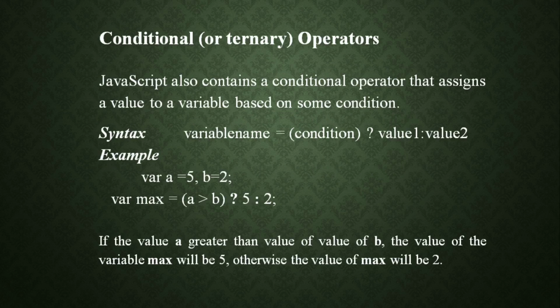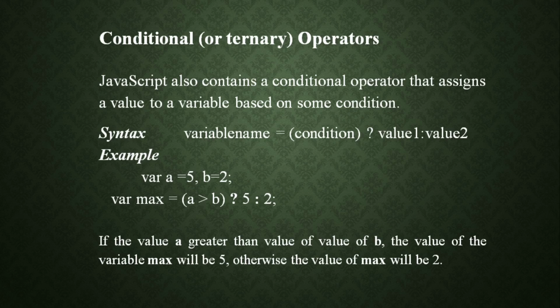Next type of operator is the conditional operator. It is also called the ternary operator. This conditional operator assigns a value to the variable based on some condition. If you observe the syntax, variable name equals condition question mark value 1 colon value 2. It means that if the condition is true, value 1 is evaluated. If the condition is false, value 2 is evaluated. For that, we are using the ternary operator. The symbol that is used for the ternary operator is question mark colon.